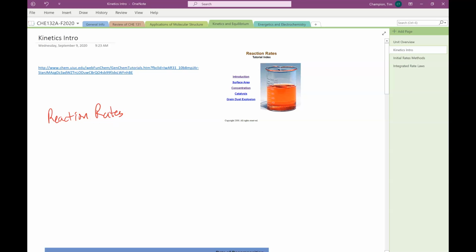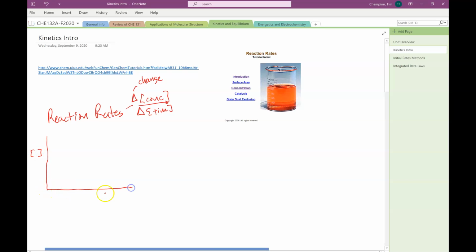So rate, anytime rate means that, of course, implies a change in something, in this case concentration of our reactant or our product over time. I guess I shouldn't put that in brackets. And change, of course, delta meaning change there. So knowing reaction rates is a good thing. The example I usually give is, let's say we have a graph, we have concentration on the y-axis and time on the x-axis. This is a graph-heavy unit, by the way.